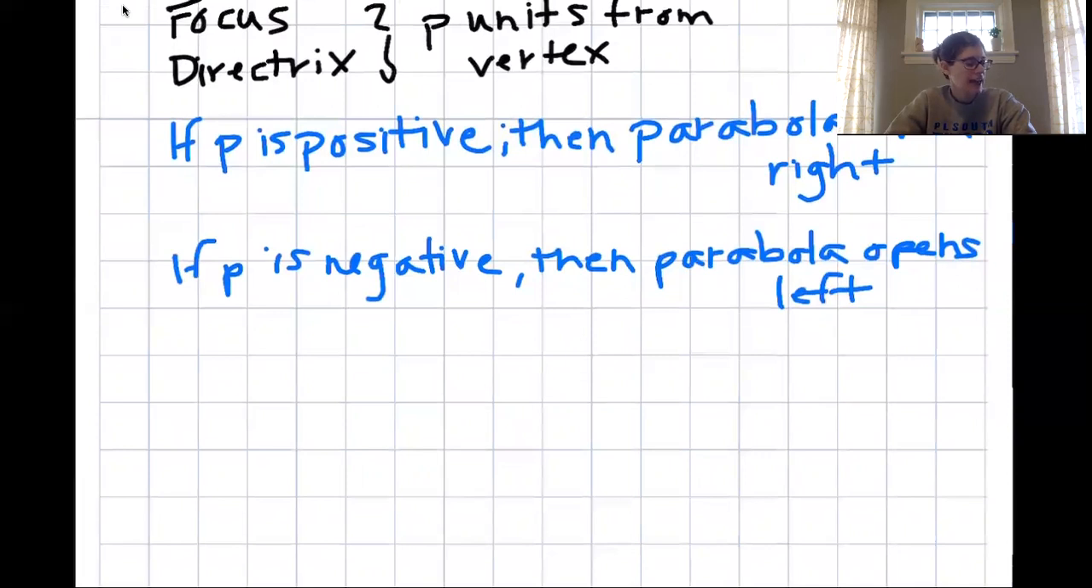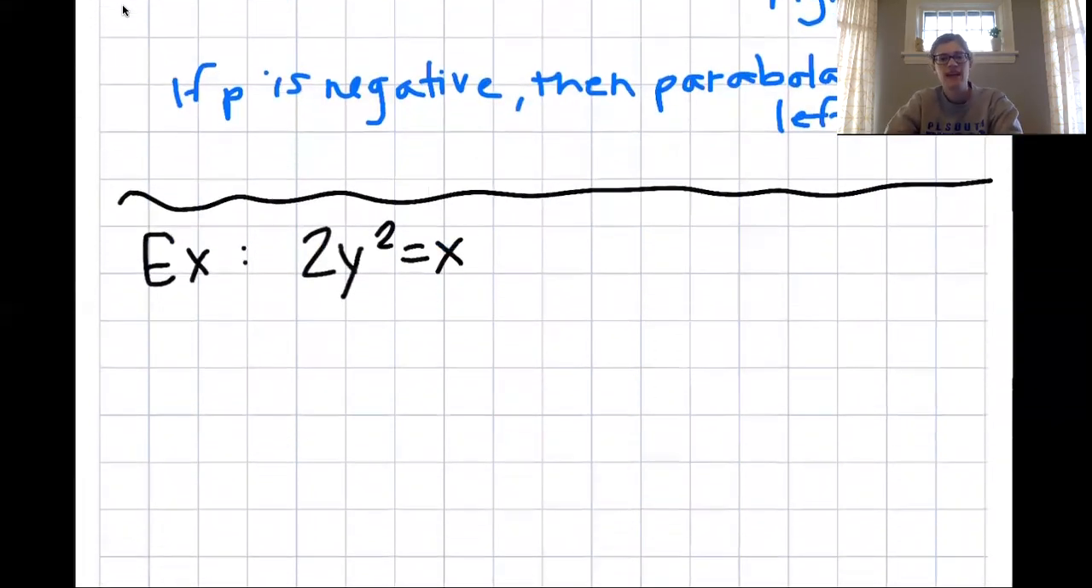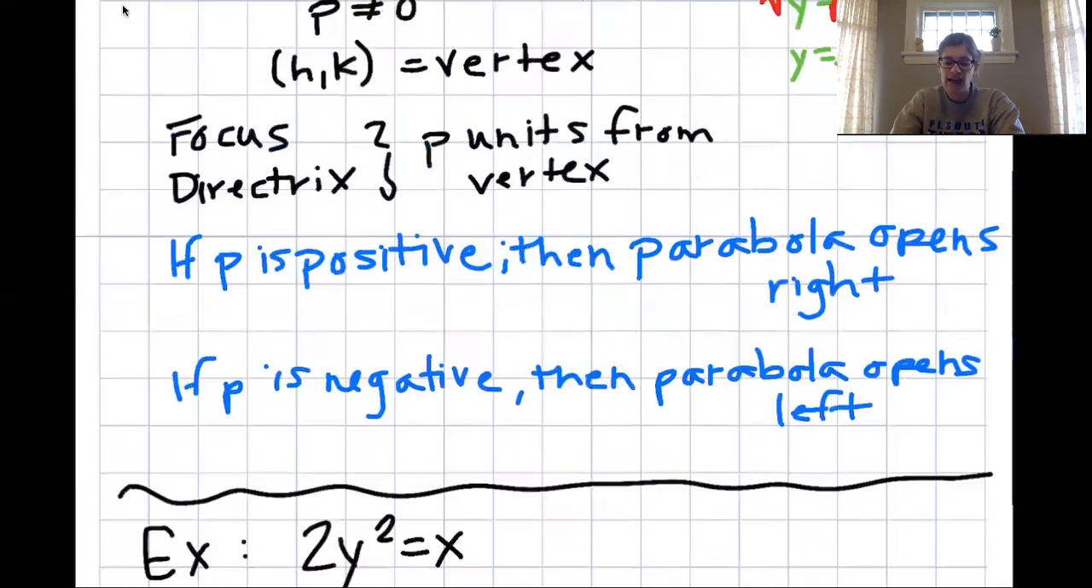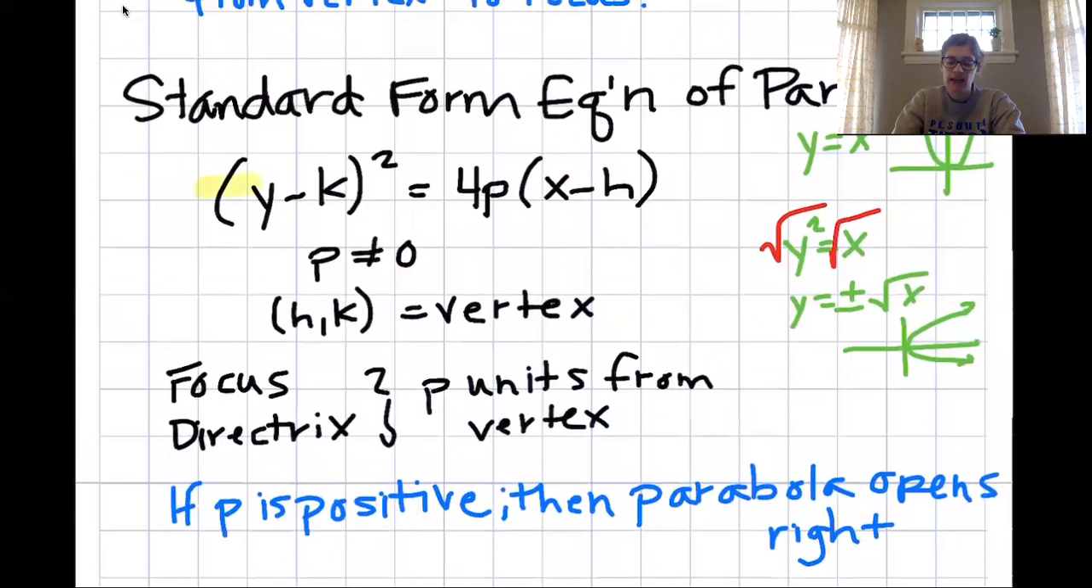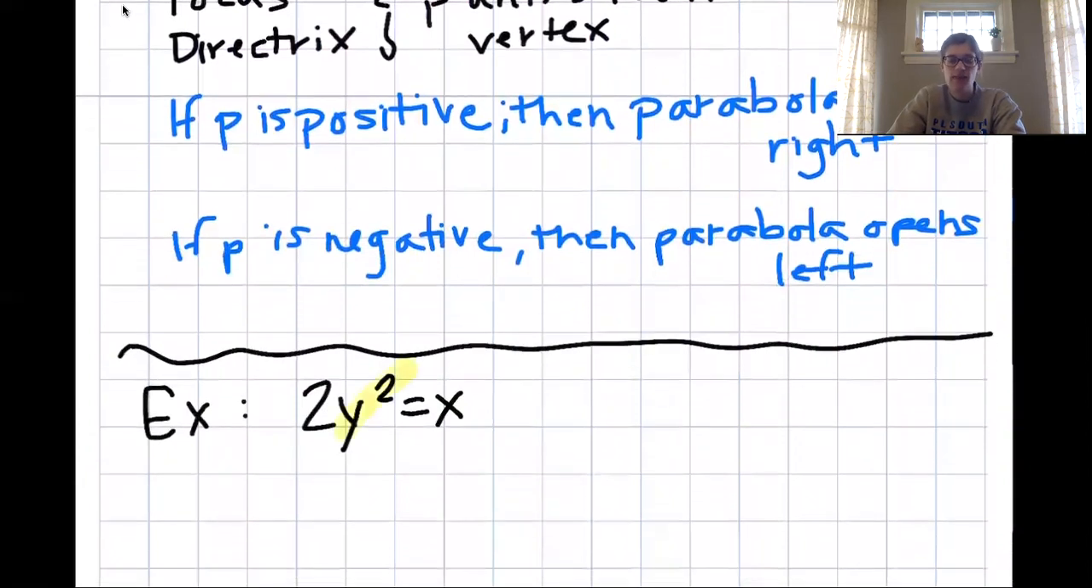Okay, so let's look at an example. I'm going to give an example that I actually think is an easy example, but sometimes when they're this easy, they seem hard. So I'm going to give 2y squared equals x. A lot less stuff going on in this equation. If I think back to the equation we were just looking at, y minus k quantity squared equals 4p times x minus h, I can tell that this would be similar to this standard form because I do have a y squared.